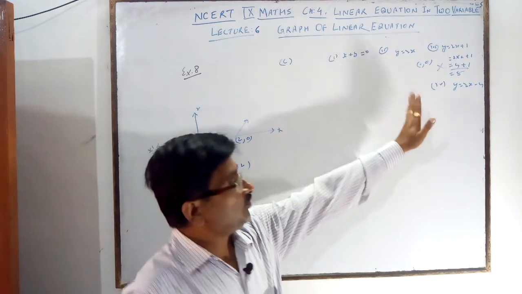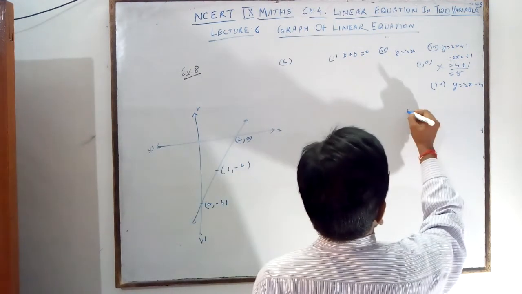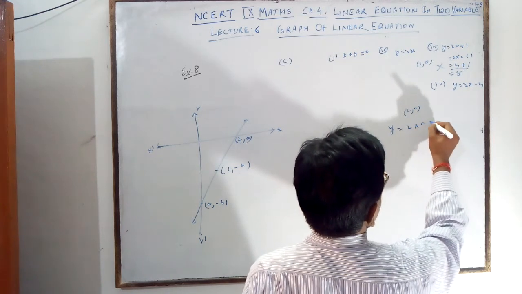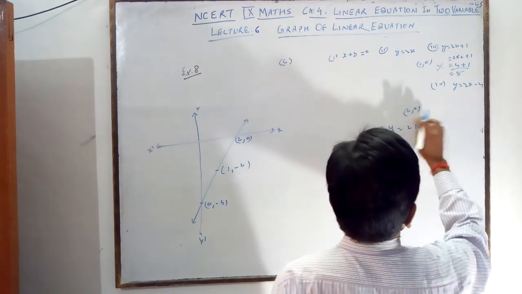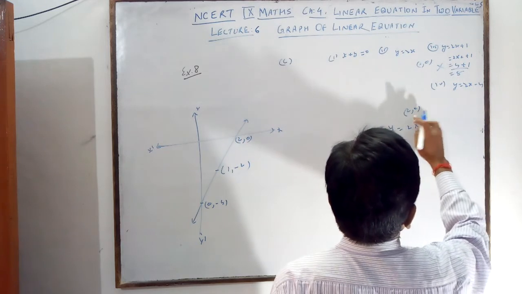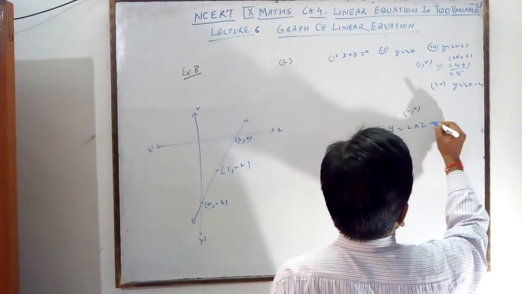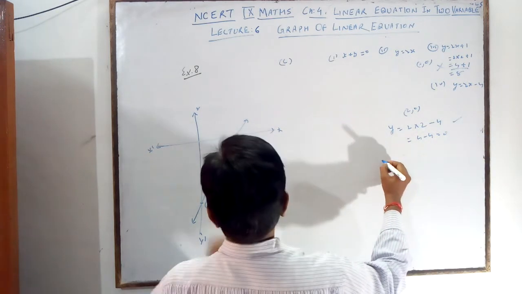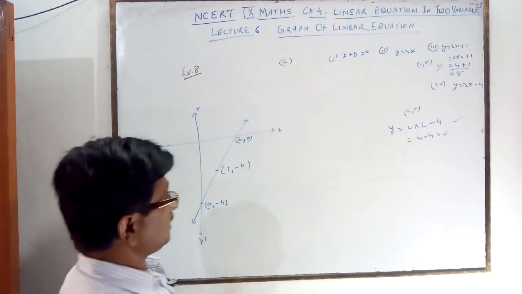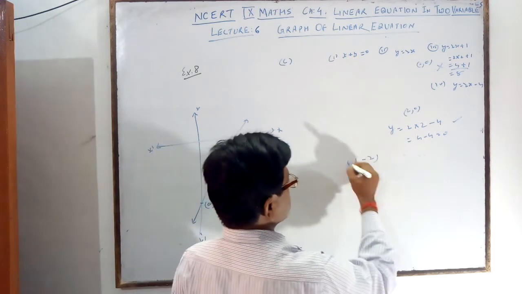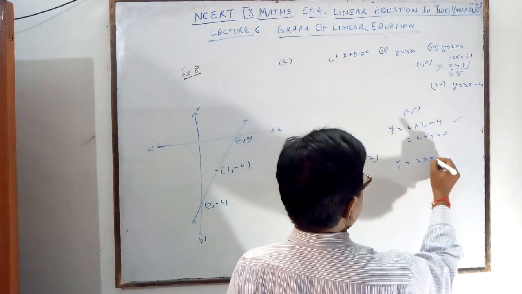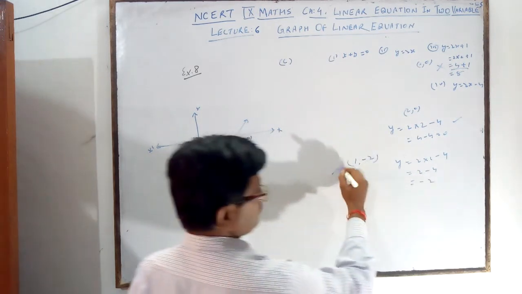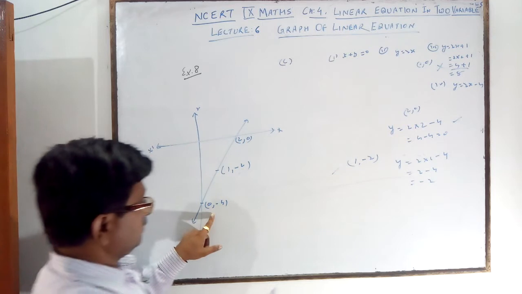So the fourth one, again you check, y is equal to 2 into 2 minus 4. 2 twos are 4, 4 minus 4 is 0. It is correct. The fourth one is correct, but you check the others also. 1 comma minus 2. So y is equal to 2 into 1, 2, minus 4. What are you getting? Minus 2. It is also correct.